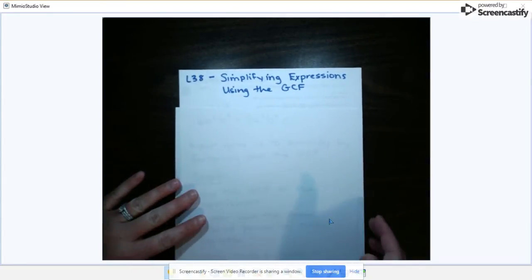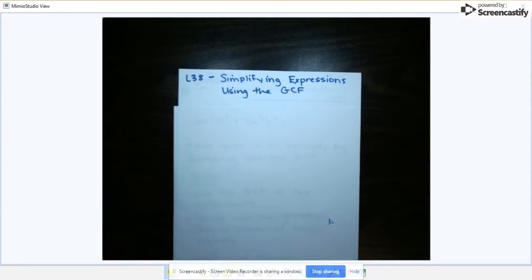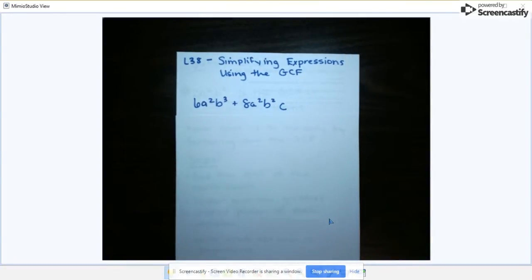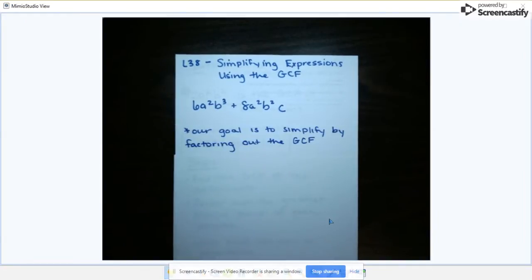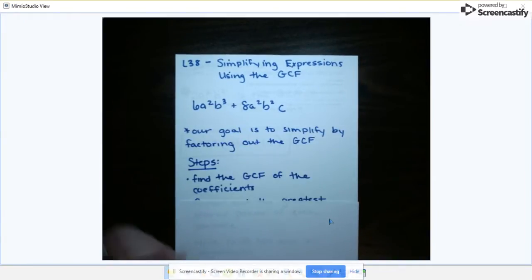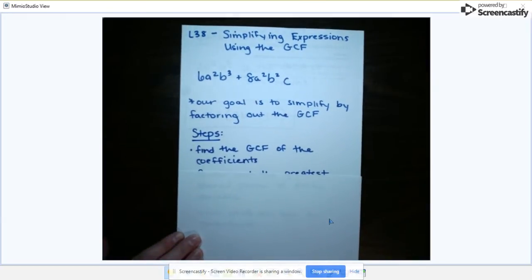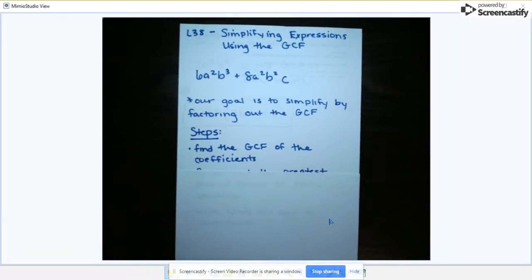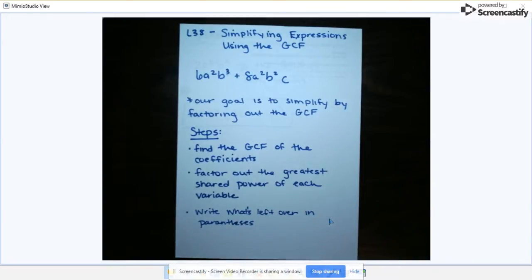This lesson, we're going to simplify algebraic expressions by factoring out our greatest common factor. So here is an expression that we are going to try to simplify or factor. We are going to first find the greatest common factor of our two coefficients. Once we find our greatest common factor, we're going to factor out the greatest shared power of every variable. And then we write the leftover stuff in parentheses.